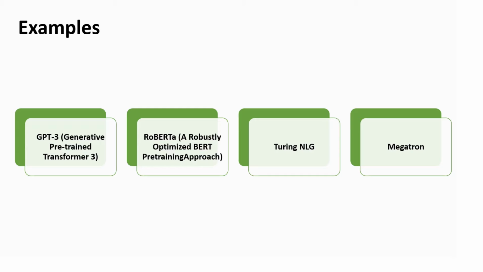Last one is Megatron. NVIDIA created Megatron, a massive model with many parameters. It can be used for many NLP architectures and is built to handle training with several billion parameters.